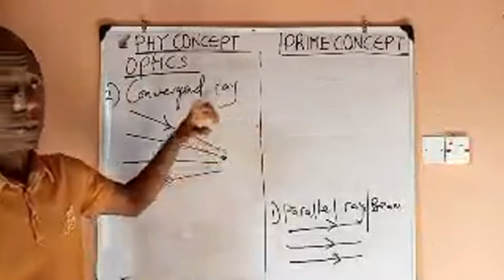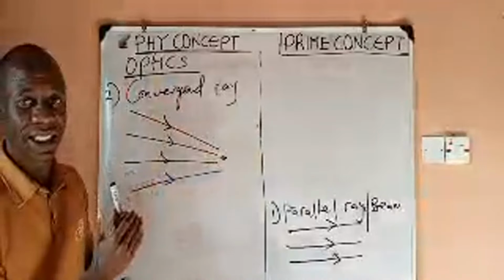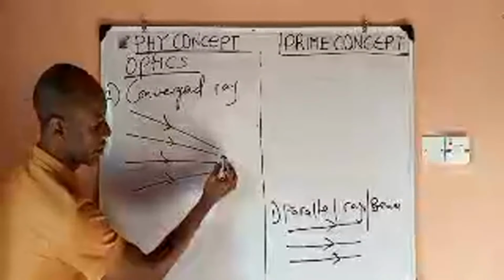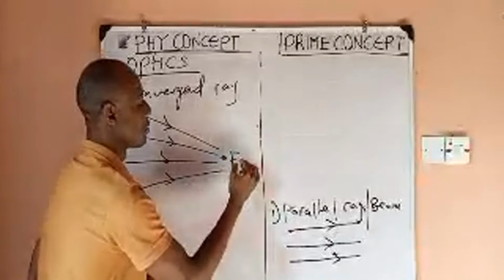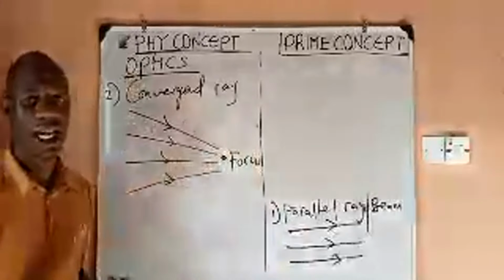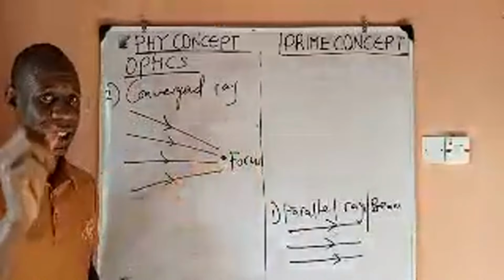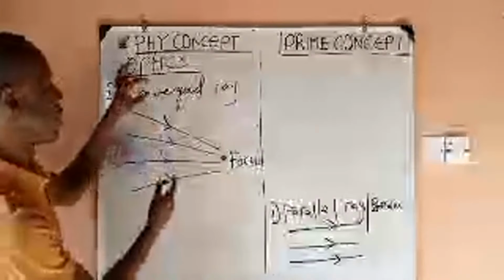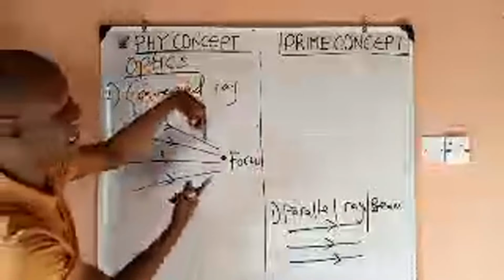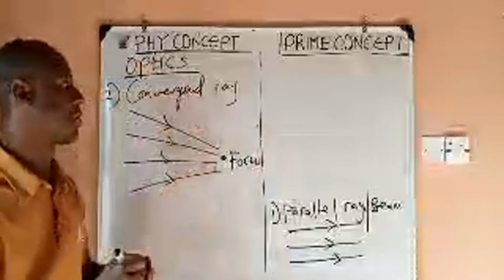Anybody? Not yet. The point where rays meet, where they converge, this point is known as what? Focus. You don't just call it focus, you call it focal point. That is exam, these little things. So convergent rays are rays that meet at a point known as the focus.